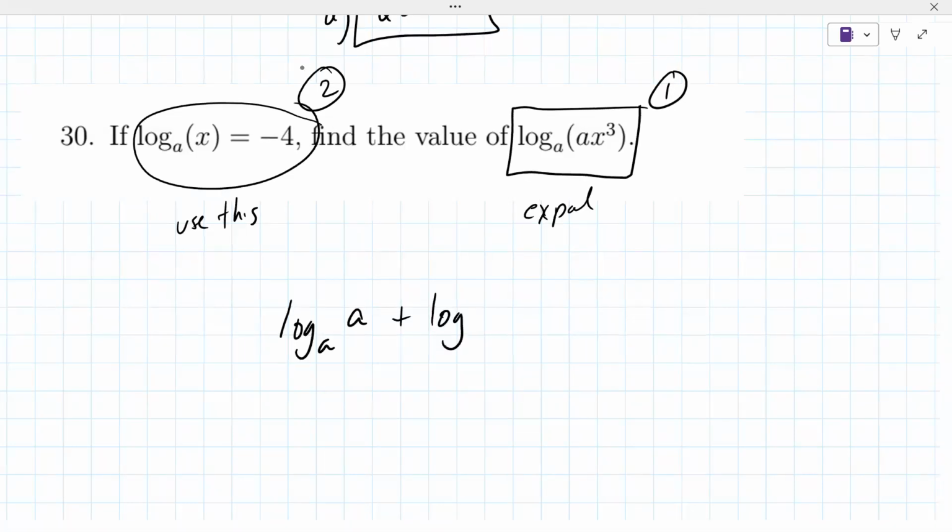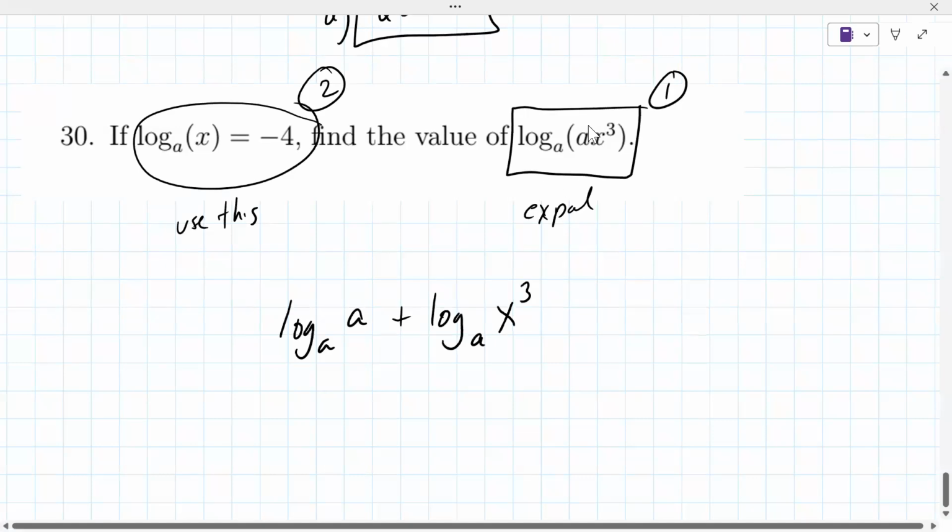So the first thing is that you're separating this as they call it the product to sum formula for logarithms. Product inside parentheses becomes a sum.